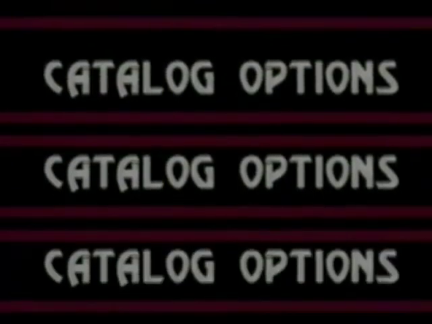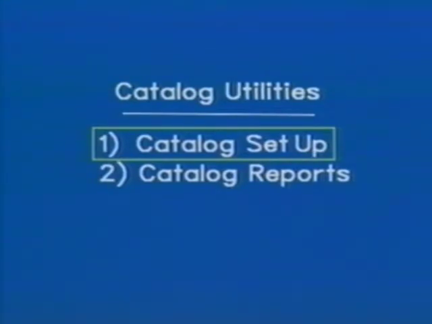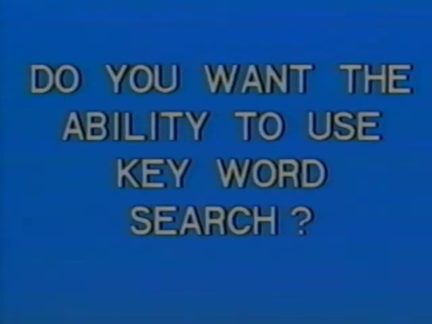There are 7 options which need to be set up before running your online catalog. These are under the Catalog Utilities on your main menu. Under Catalog Setup and then Catalog Options, you need to answer these questions. Do you want the ability to use keyword search when you're in the online catalog? If you answer no, only the simple regular catalog search will be activated. If you say yes, both the regular catalog and the keyword search will be available for your patrons.